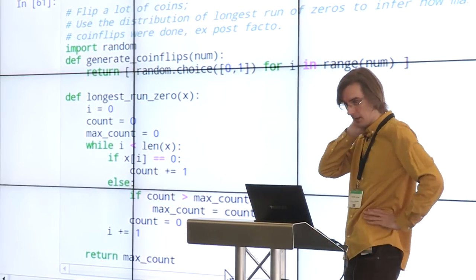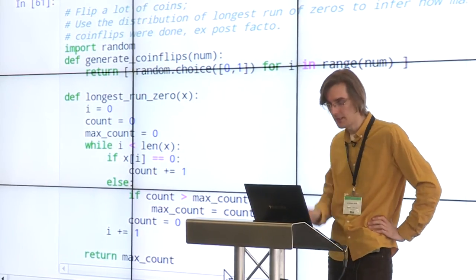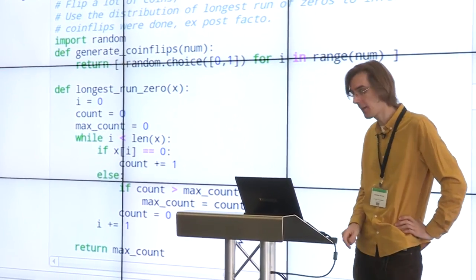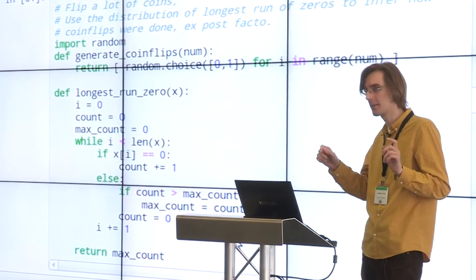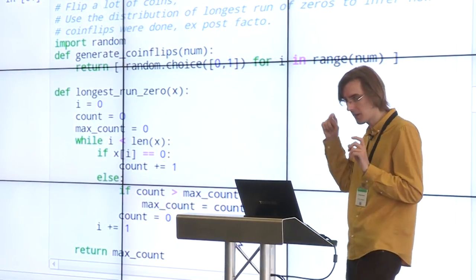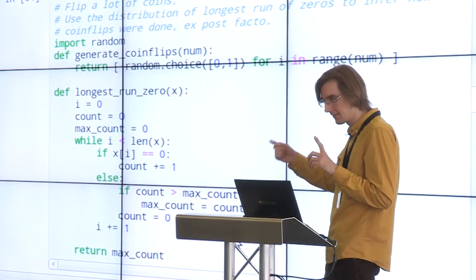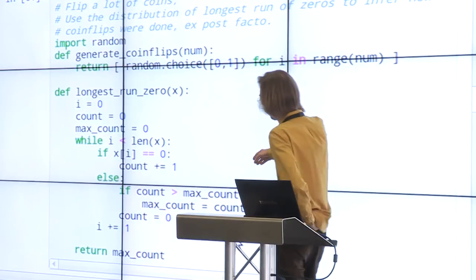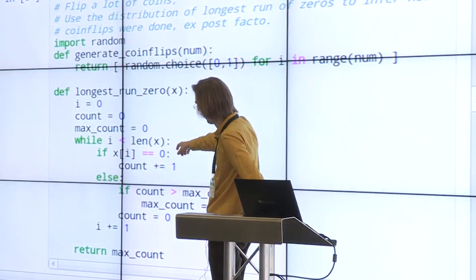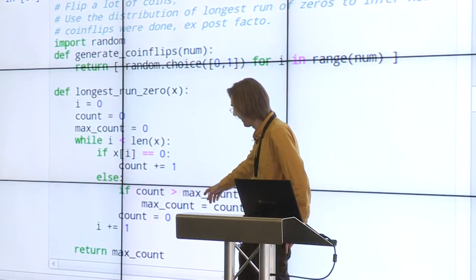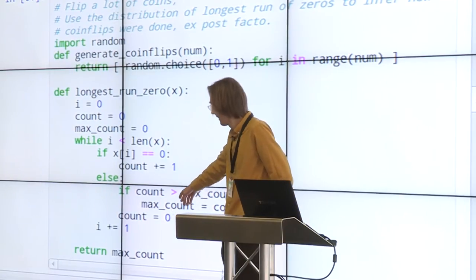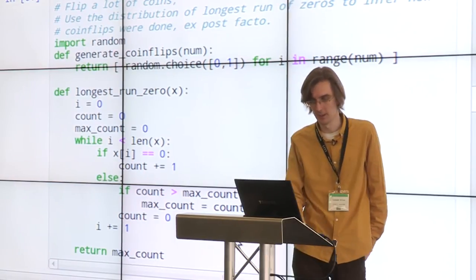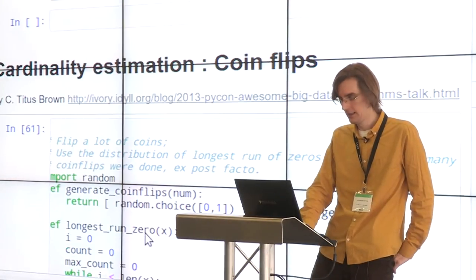So the first function just generates coin flips, nothing more. The second function calculates, for a given sequence, the maximum number of zeros that followed each other. It goes in a loop, initializes a counter: if it's zero, count plus one, else drop the counter, and check if the counter meanwhile was more than the maximum and update the maximum. It's very simple.